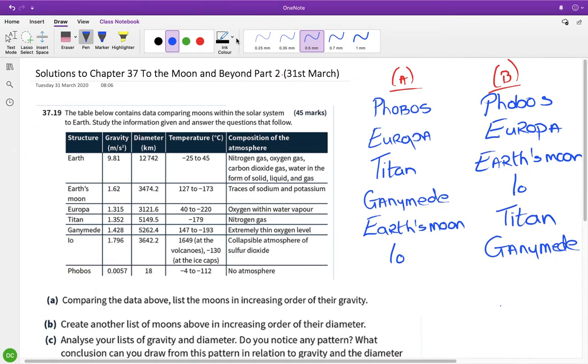Okay, so I'm just going to go through the solutions to the homework from Tuesday's class. In the homework, you were given a table that contains data comparing moons within the solar system to Earth. Study the information given and answer the questions that follow.